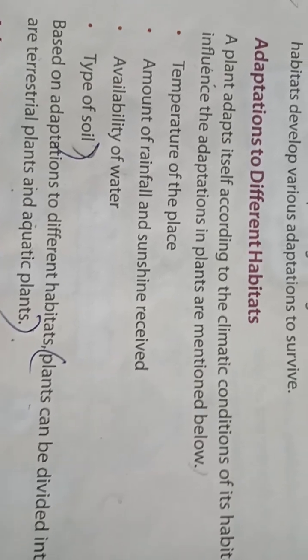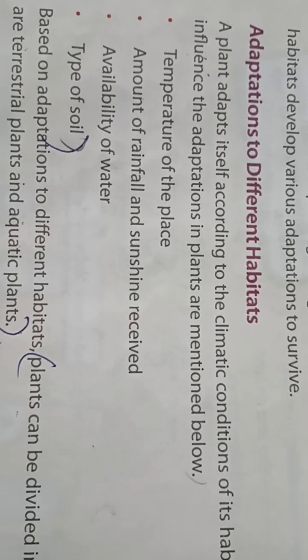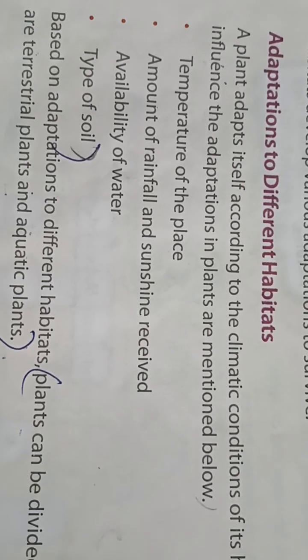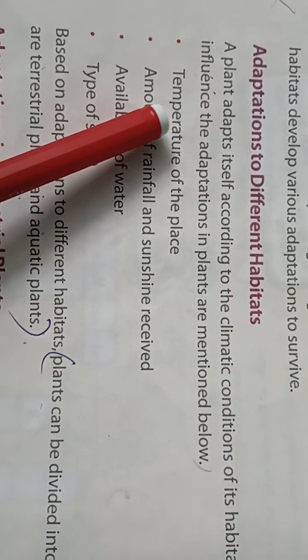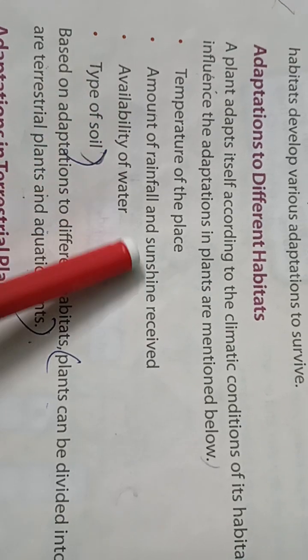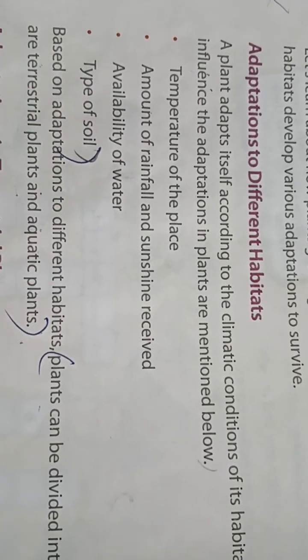See children, the first question of the chapter Adaptations in Plants. What are the factors that influence adaptation in plants? So, this is the answer. Temperature of a place, amount of rainfall and sunshine received, availability of water, types of soil.